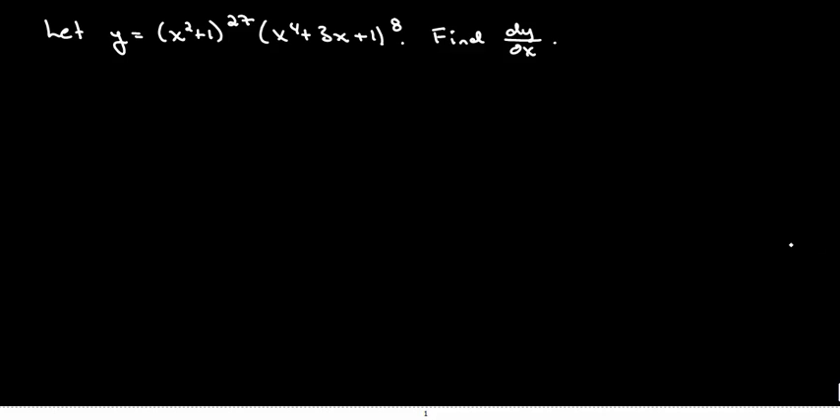So here we have a function. This is example number 3, where we've got these very large powers. Okay, so we don't want to go ahead and multiply this guy out. We could, but we don't want to. We need to find the rate of change of y with respect to x.